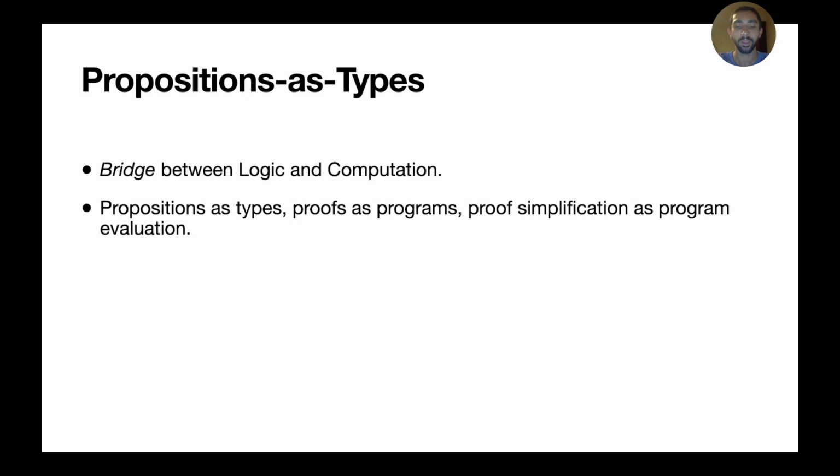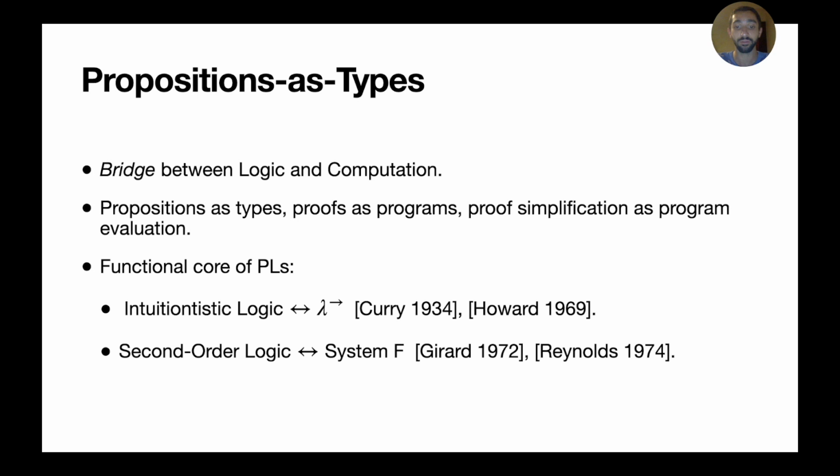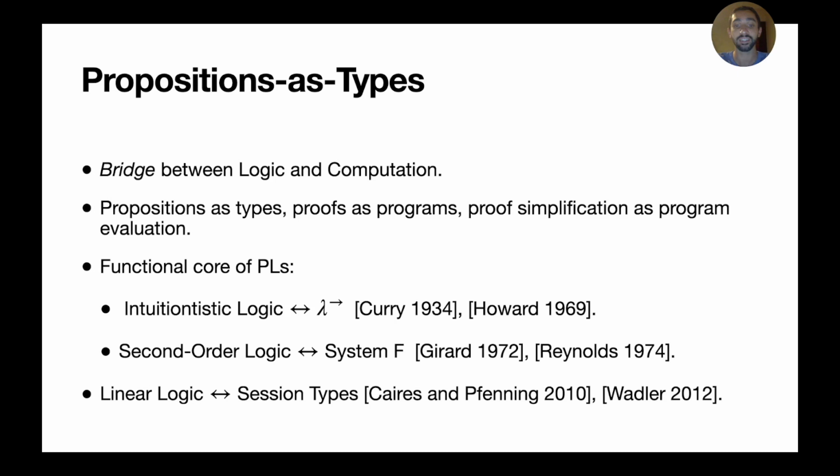Propositions as types is a notion that is quite well established for the functional core of programming languages, for example, the simply typed lambda calculus and System F. And a decade ago, it was extended to concurrent programming languages by connecting linear logic to session types. However, it seems that shared state does not fit into propositions as types.